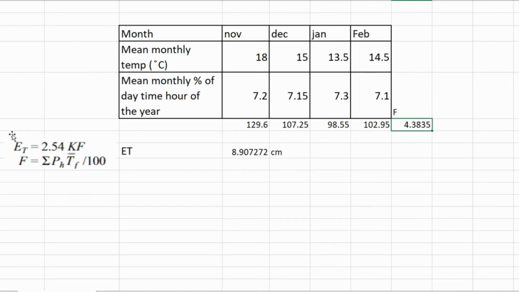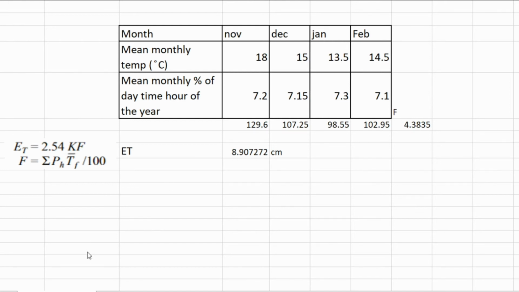I have solved for f, now I have to solve for ET. To solve for ET, I have to multiply by the crop coefficient. So this value which I got is by multiplying f with 2.54 and also the crop coefficient which was given to you in the question, which is 0.8. After multiplying 2.54, the crop coefficient and f which is calculated here, I got the potential evapotranspiration, which is ET.